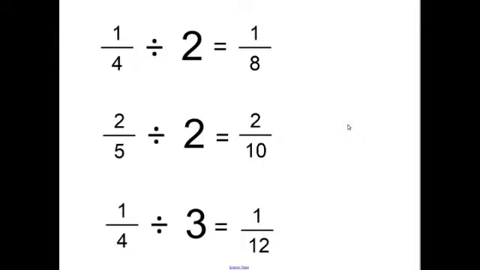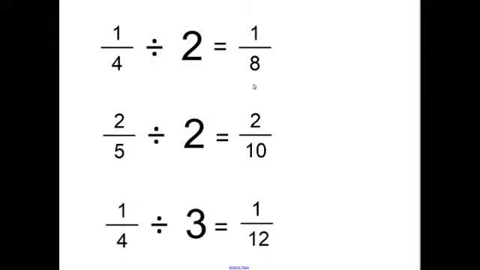So let's have a look at some of the calculations that we had in our last video. Here we have 1/4 divided by 2 equals 1/8, 2/5 divided by 2 equals 2/10, and 1/4 divided by 3 equals 1/12. Immediately looking at these calculations, it's always a good thing when you're doing your maths to spot any patterns or any relationships between different numbers in calculations. This can often help you in spotting your own strategies.